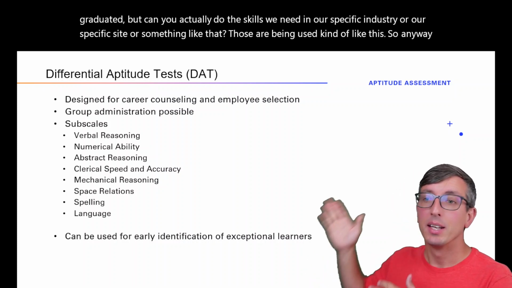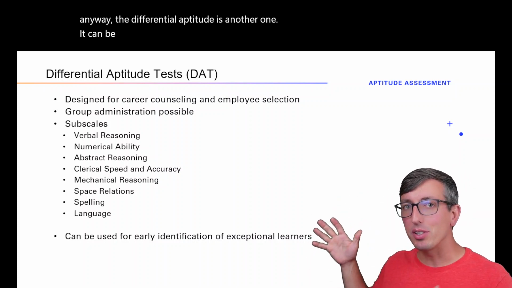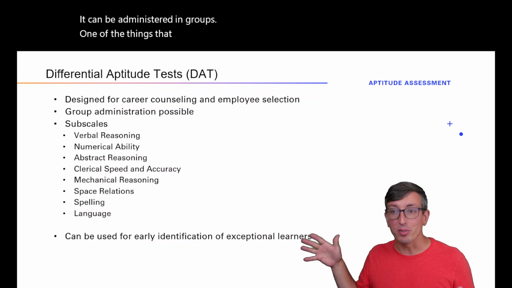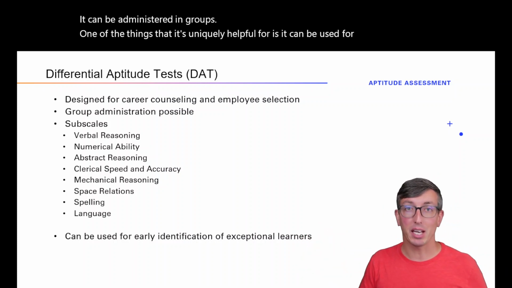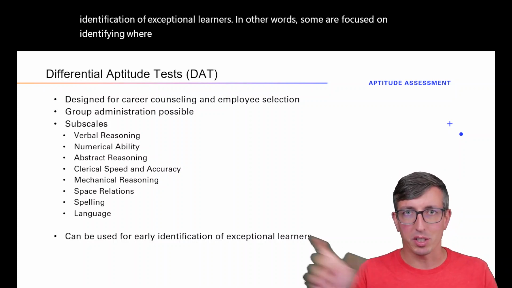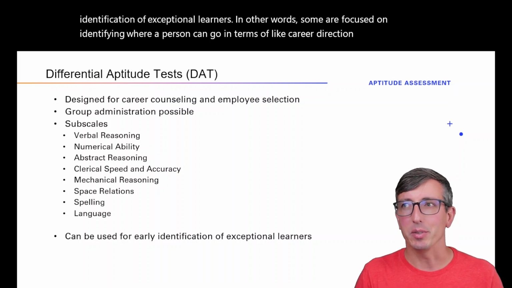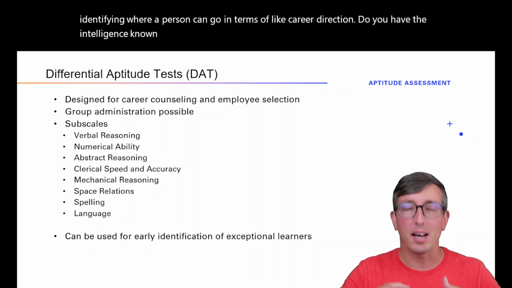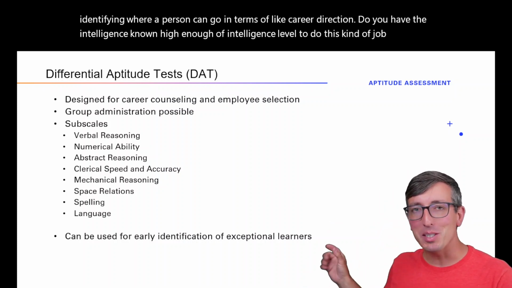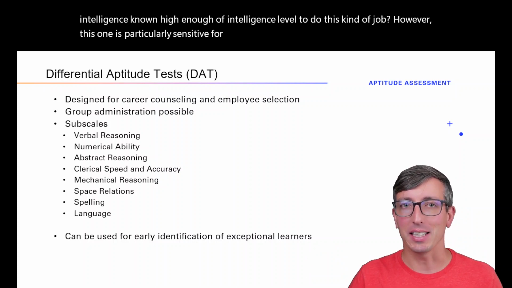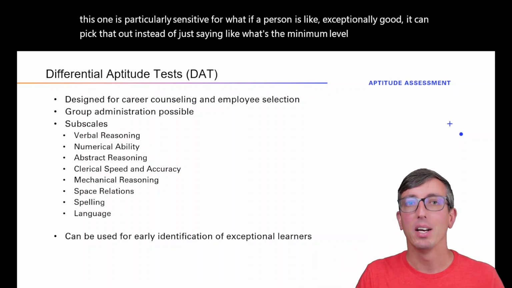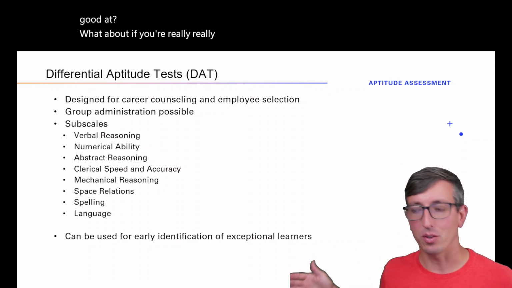So anyway, the differential aptitude test is another one. It can be administered in groups. One of the things that it's uniquely helpful for is early identification of exceptional learners. In other words, some tests are focused on identifying where a person can go in terms of career direction. Do you have a high enough intelligence level to do this kind of job? However, this one is particularly sensitive for when a person is exceptionally good. It can pick that out instead of just saying what's the minimum level you need to be good at. What about if you're really, really good? So this can be used for that.